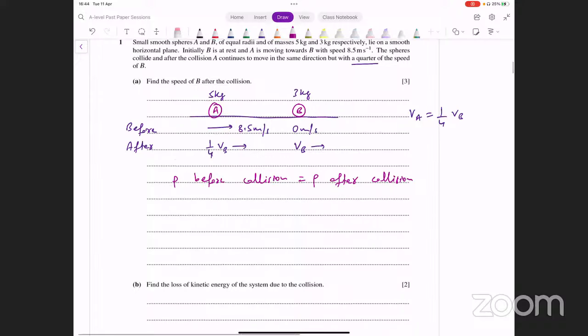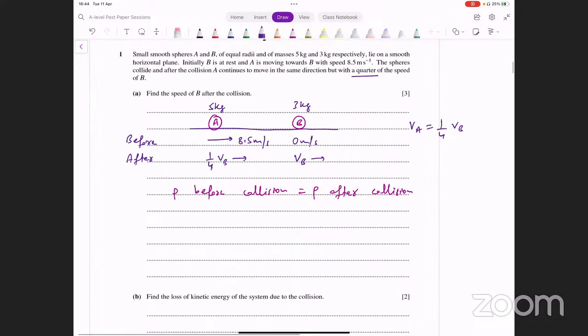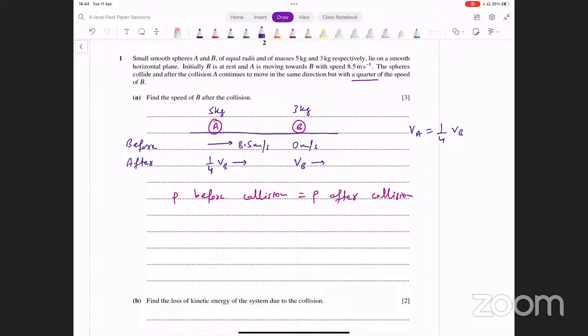All right. Let's just input values here. Momentum before collision, what's that? What is the formula for momentum? Mass into velocity. So momentum of A before collision, what is that? Mass of A is 5 kilograms. So we say 5 multiplied by the velocity of A before collision, which is 8.5, plus the momentum of B. B is at rest, so its momentum will be 0. You can say 3 into 0. On the right side, we have momentum after collision. Momentum of A after collision is going to be 5 into 1 over 4 times VB.